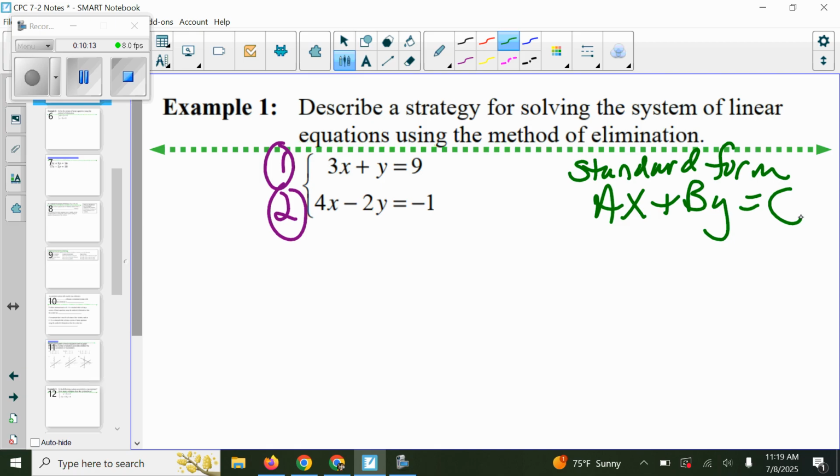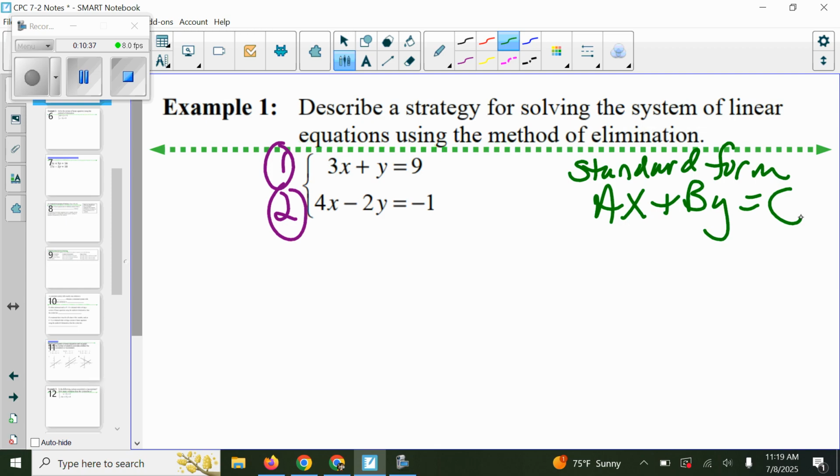Okay, so hopefully you thought about that. The x's, it's a 3 and a 4. You'd probably want to make one a positive 12, the other a negative 12. So multiplying the first equation by 4, maybe the second one by negative 3, or the first one by negative 4, the second one by positive 3. Great. But if you look at the y's, one of them is already negative.